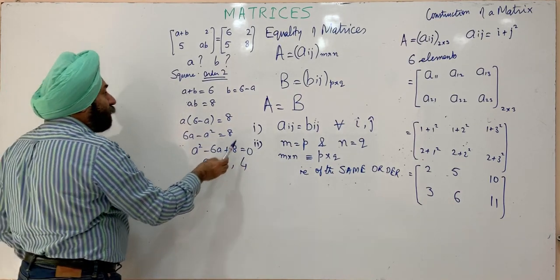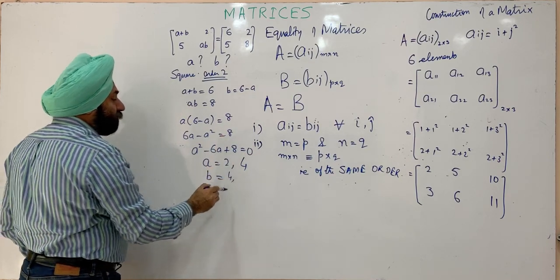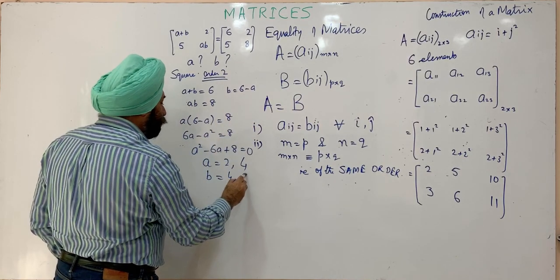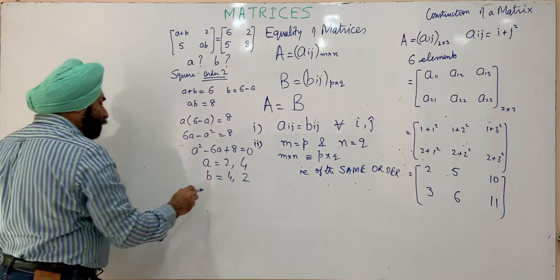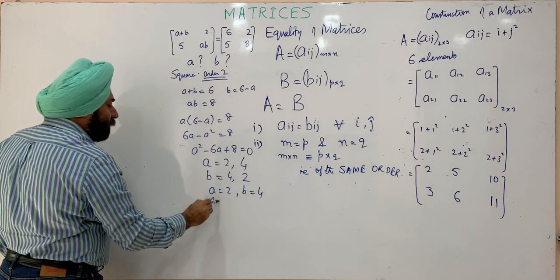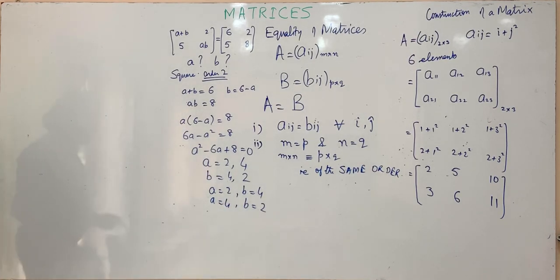If A is 2, then B will be 6 minus 2, that's 4. And if A is 4, then B will be 6 minus 4, that is 2. So we have two answers. A is 2, then B is 4. And if A is 4, then B is 2. These are the two answers.